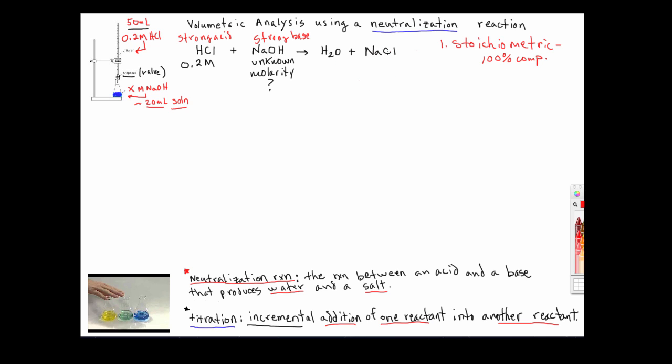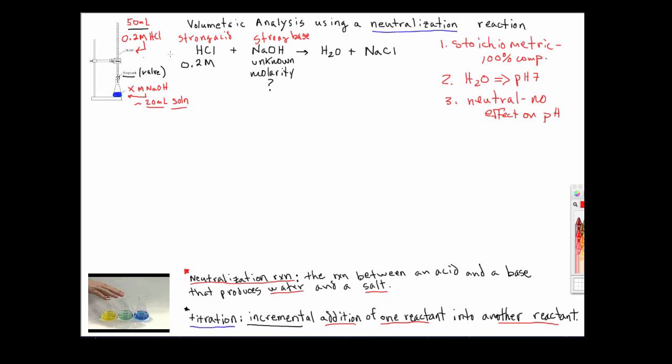All right. And the next thing is that the only two products that are produced are going to be water, which has a pH of 7, and a neutral salt, which has no effect on the acidity or on the pH of the final solution.